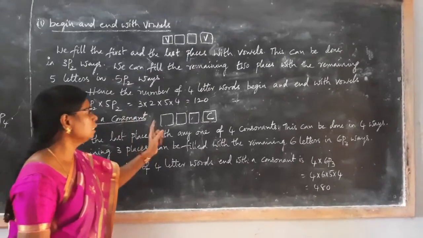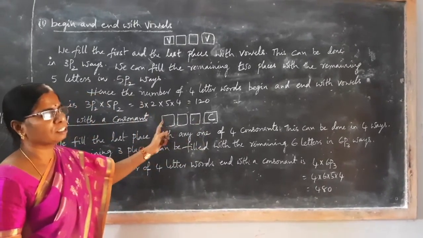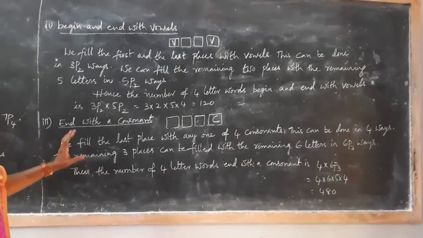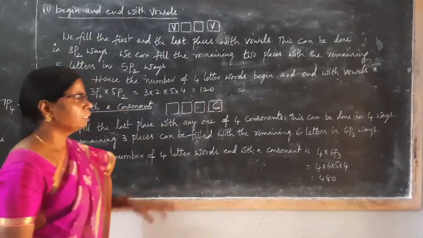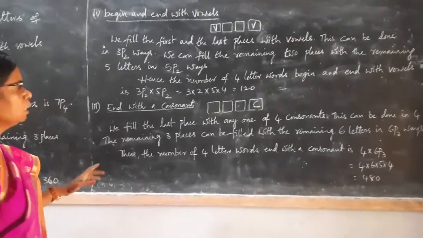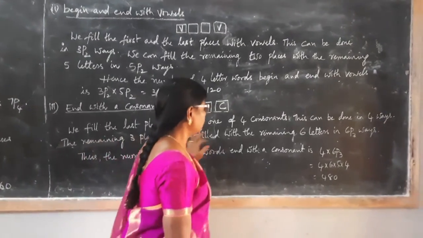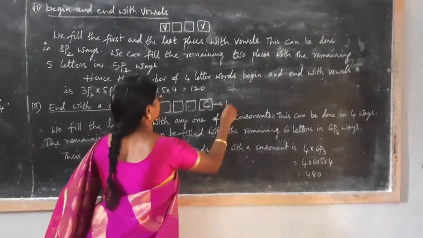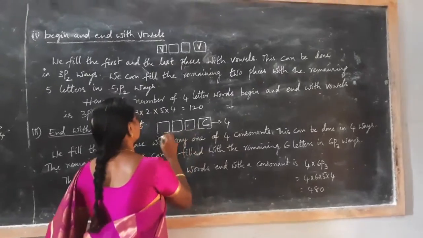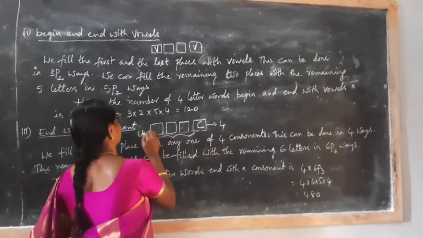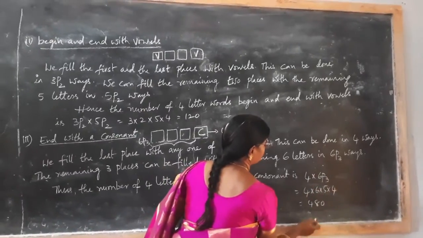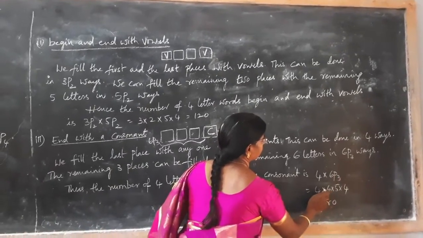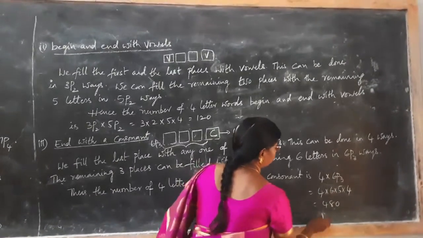The remaining 3 places can be filled using the remaining 6 letters in 6P3 ways. That means we take 3 out of 6 and arrange them. Okay, hence the number of 4-letter words. Since all places are filled, the number of 4-letter words that end with a consonant is 4 into 6P3. This place is filled in 4 ways, because there are 4 consonants, and the other 3 places in 6P3 ways. So 4 into 6P3, that is 480. 4 into 6P3 means 6 into 5 into 4, so 480 comes.